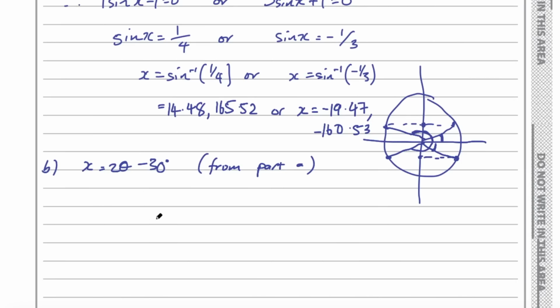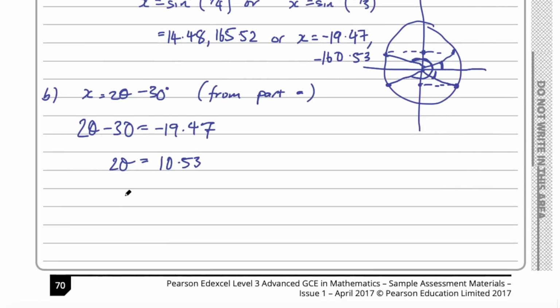So if we're looking for the smallest positive value of theta, minus 19.47 is going to give me the smallest positive number here. So we can say that 2 theta minus 30 equals minus 19.47. Add 30 to that, so 2 theta equals 10.53, and then divide by 2, so theta equals 10.53 divided by 2, and we'll get 5.26 degrees.